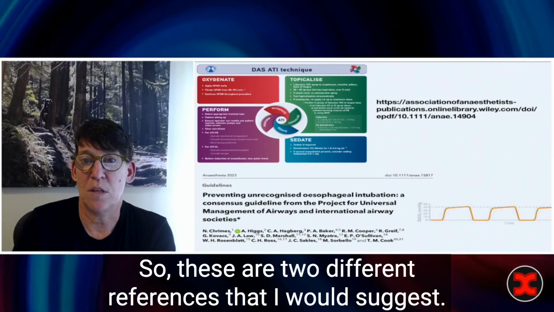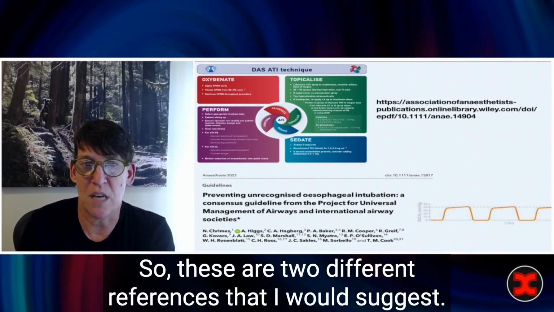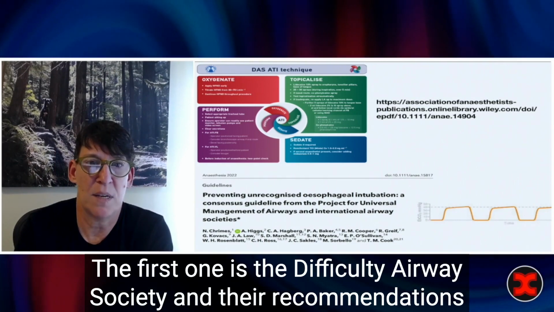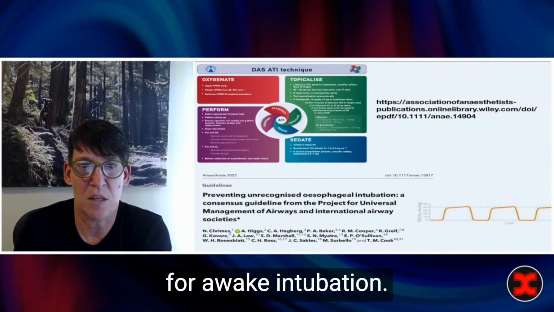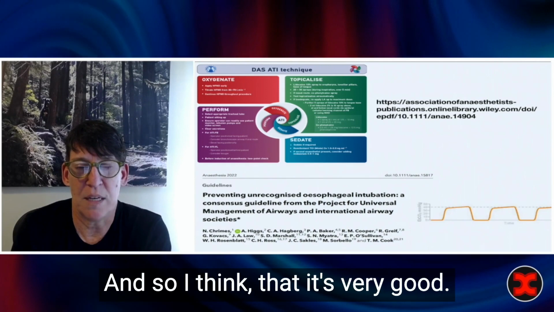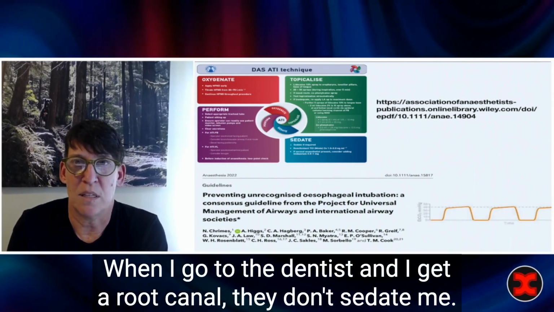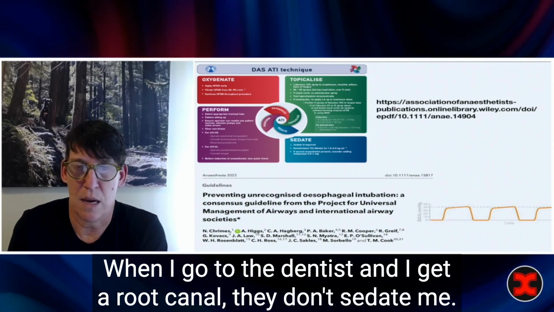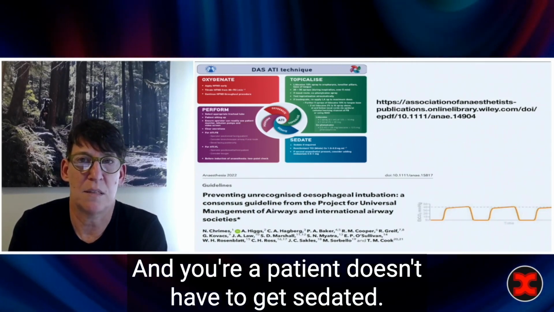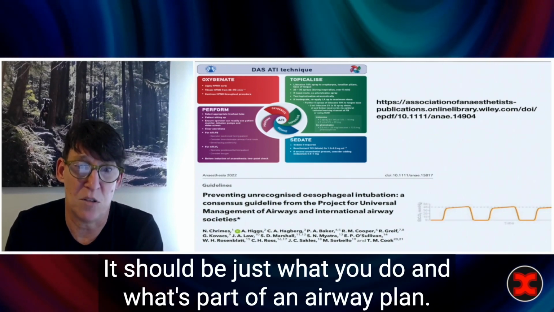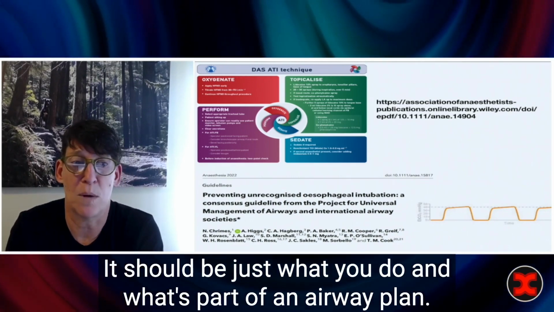So these are 2 different references that I would suggest. The first one is the Difficult Airway Society and their recommendations for awake intubation. And so I think that it's very good. I disagree with some of the things that they say about sedation. When I go to the dentist and I get a root canal, they don't sedate me. And your patient doesn't have to get sedated. Awake intubation shouldn't be a big deal. It should be just what you do and what's part of an airway plan.